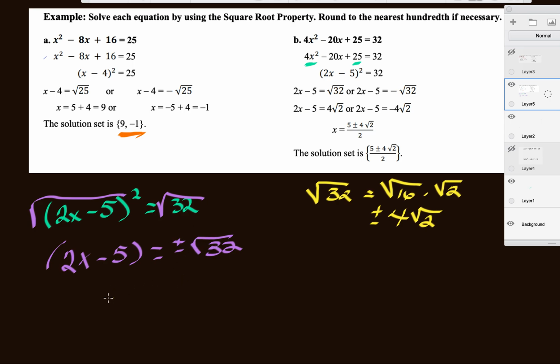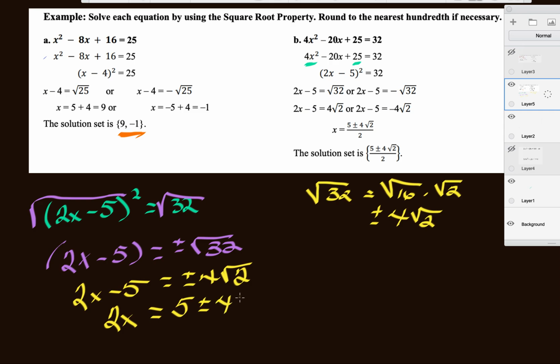Don't worry about that plus or minus there. So this is 2x minus 5 equals plus or minus 4 square roots of 2. Well, this is pretty ugly. What we want to do is solve for x. And so we can go ahead and add 5 to both sides. We have 2x equals 5 plus or minus 4 root 2.